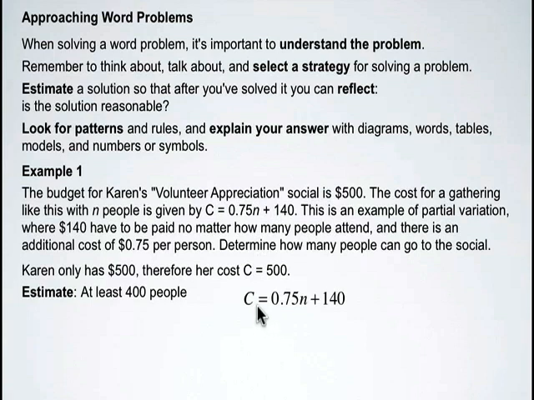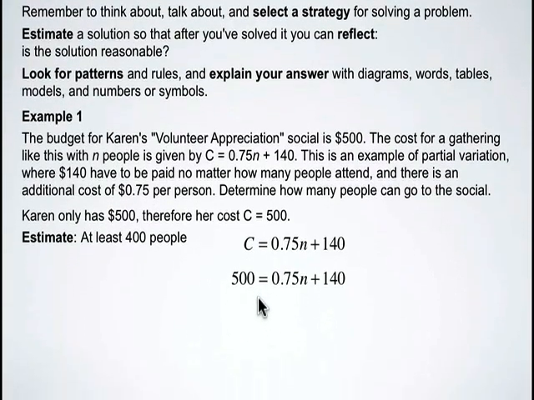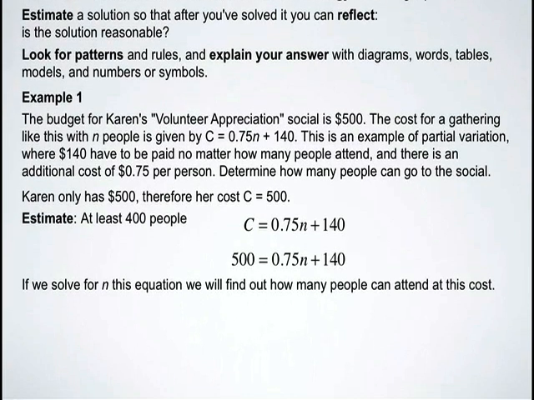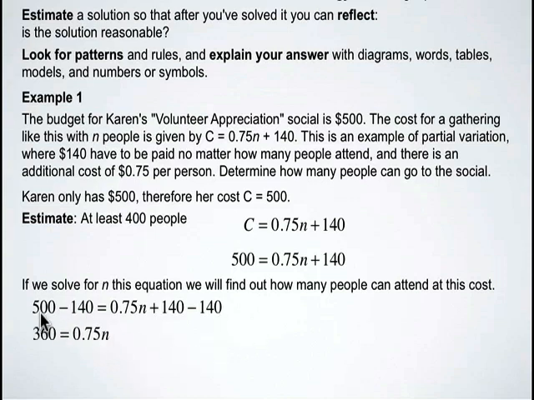So the equation is C equals 0.75n plus 140. We're going to take the cost, 500, and put it in for C. So we're going to solve this equation for n, and that will tell us how many people can attend. I'm going to isolate the n by first dealing with this plus 140 by subtracting it on both sides. 500 subtract 140 is 360. On this side it cancels out to 0.